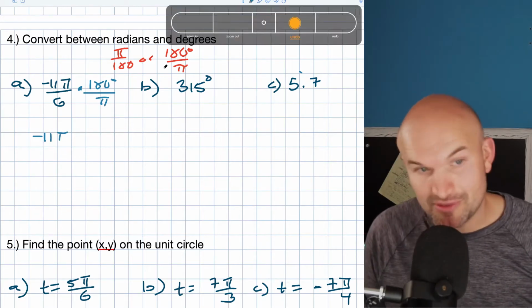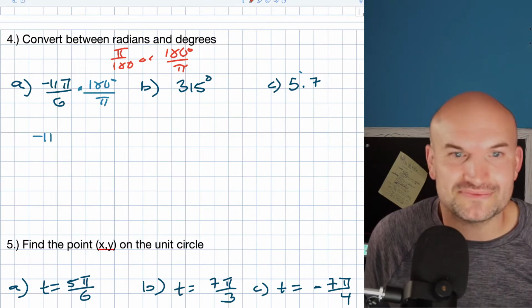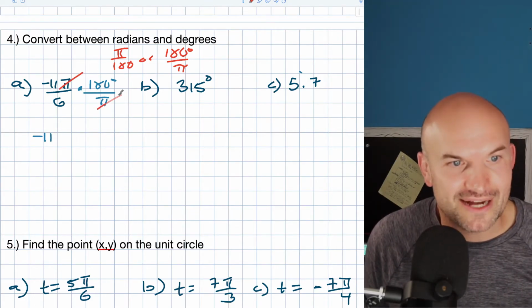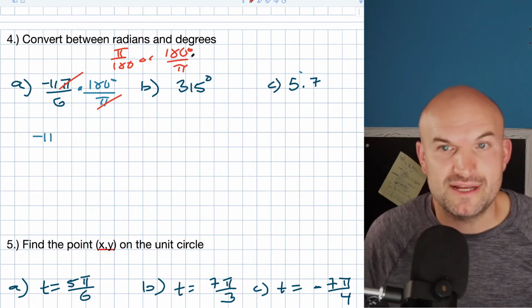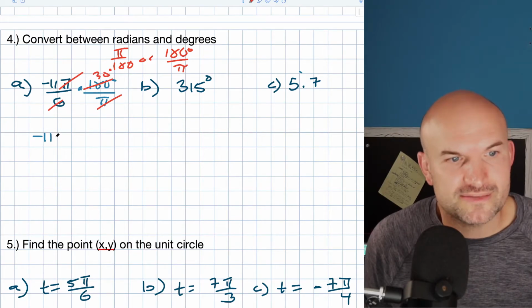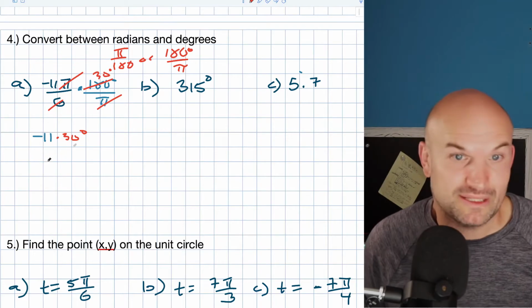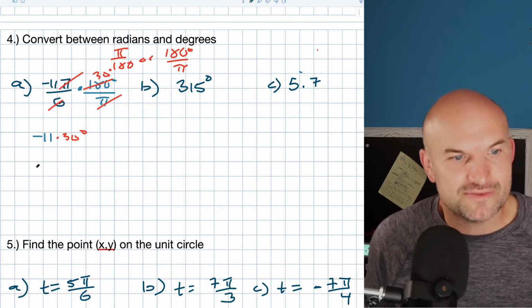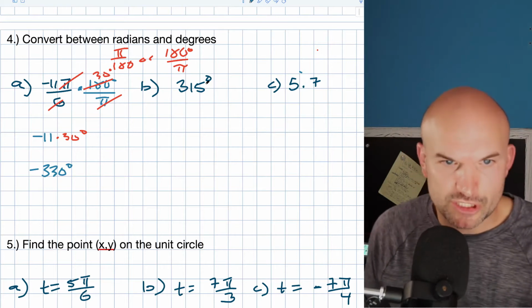When these pi's divide out, and then 6 goes into 180 how many times? Well, that goes in 30 times, right? So therefore, this is going to be negative 11 times 30 degrees. And now my final answer is going to be negative 330 degrees.